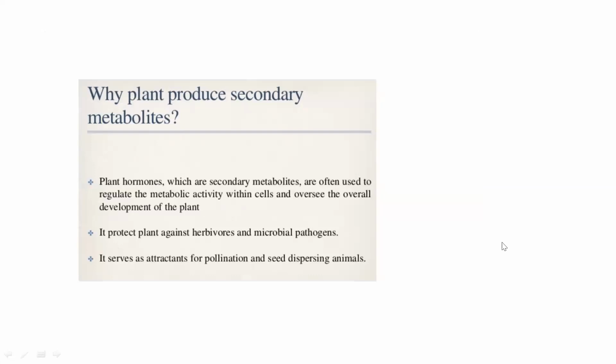Why should plants produce secondary metabolites? Because it regulates the metabolic activity. Even though it is of no use to the plant, why should it produce it? Because inside the plant, the whole metabolic activity, which involves the production of primary metabolites, is integrated with hormonal control. So everything is integrated.